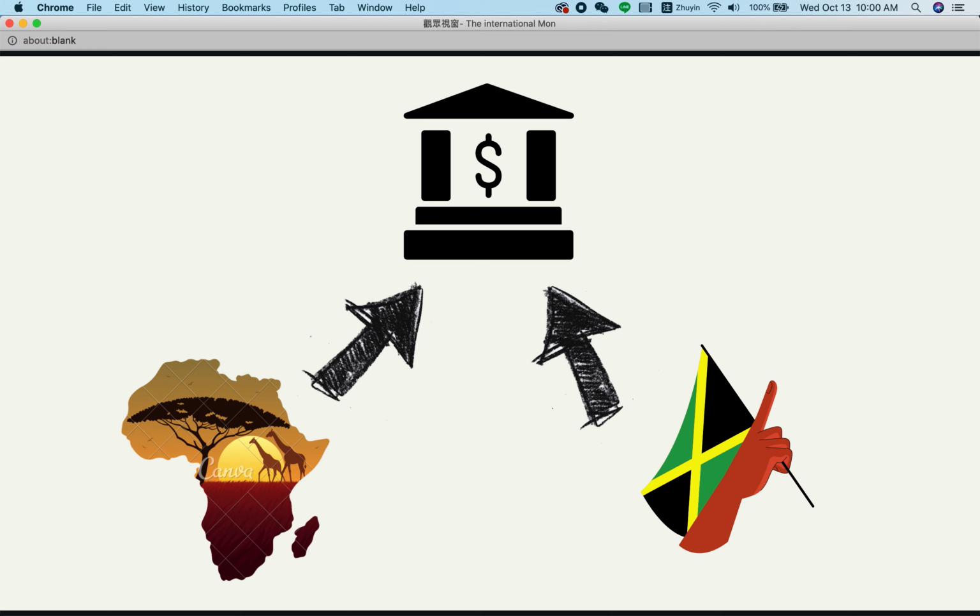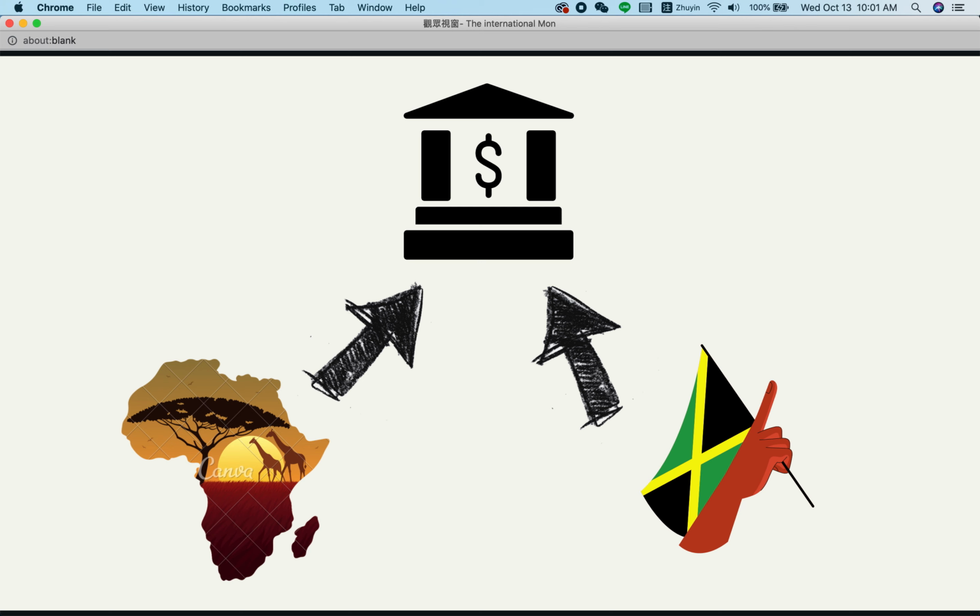These are typically states, mostly in Africa or the Caribbean, that have no domestic currency and have adopted a foreign currency as legal tender within their borders, typically the US dollar or the euro.